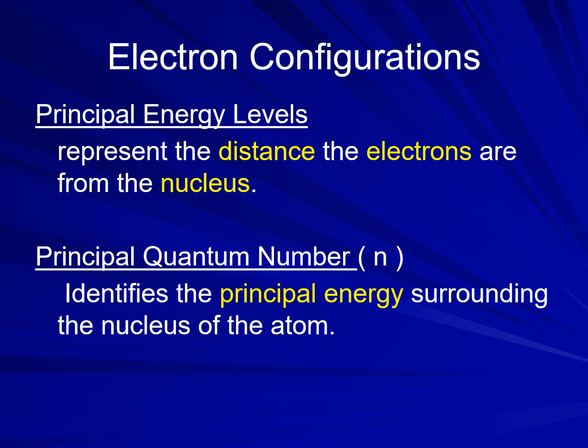So Bohr's model gave us the first part of our electron configurations. Bohr's model gave us how to identify those principal energy levels. In other words, how far are the electrons from the nucleus? And those principal energy levels are one of 4 quantum numbers. We refer to those energy levels as the principal quantum number. It tells us how much energy or how far away those electrons are from the nucleus.